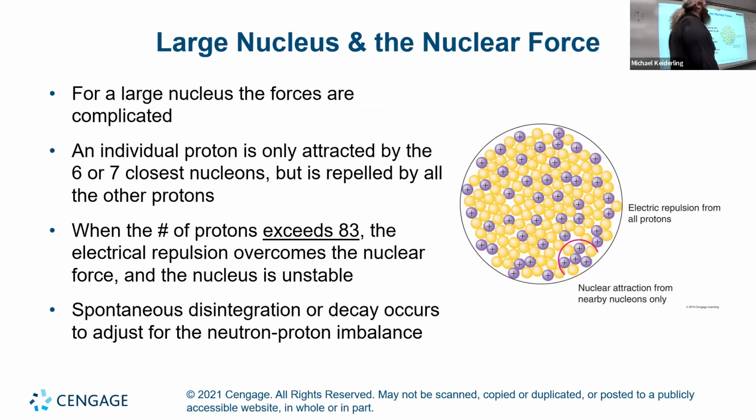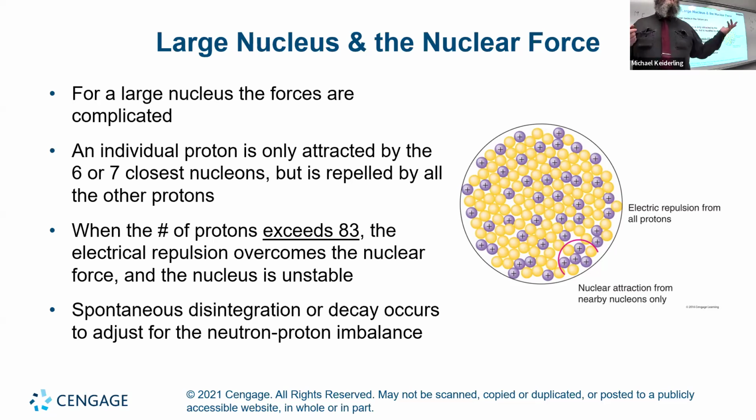So when the number of protons exceeds about 83, the electrical repulsion overcomes the nuclear force, and the nucleus will be unstable. So spontaneous disintegration or decay will occur in anything with a number of protons greater than about 83. Now, that may take a long time, but it will happen. And certain isotopes are more stable than others. So even very small nuclei can be unstable if their isotope is not a stable setup.